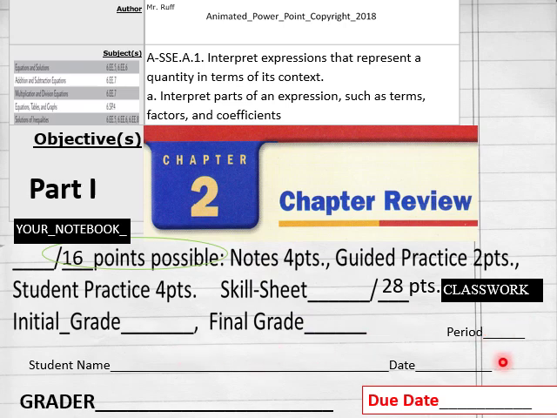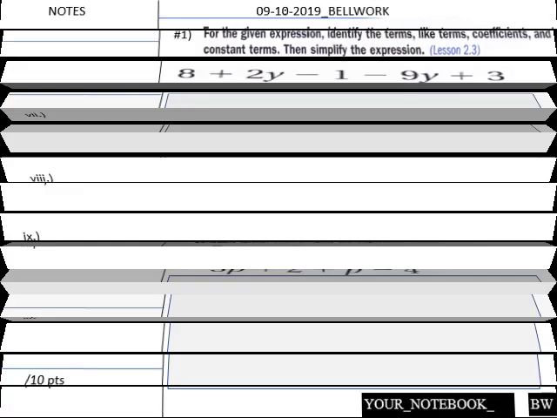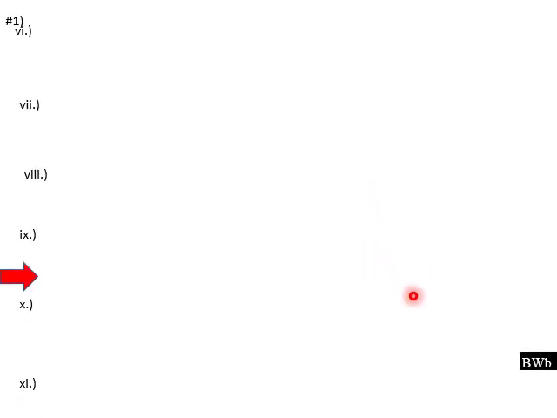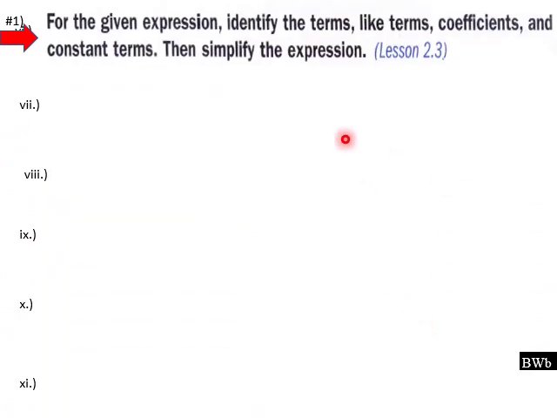And name, date, period. Students, onliners, put your due date here. Onliners, homeschoolers. And then we're going to go into work for today. And that was your bell work.